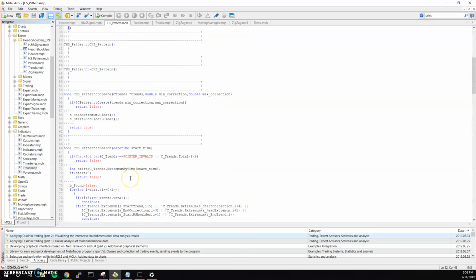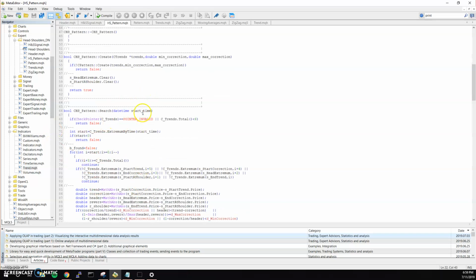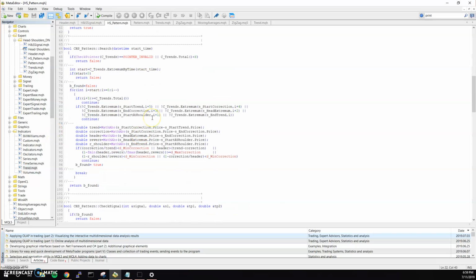Most of our work is done in this search function and check signal function. Create is useful too because you need that. What search does is it takes in 6 extremes of highs and lows. If it doesn't have that, it exits out. Then it checks if there have been any extremes by time since our start time. This would happen in real time. If none are found, it returns. Right now, we don't have any extremes.